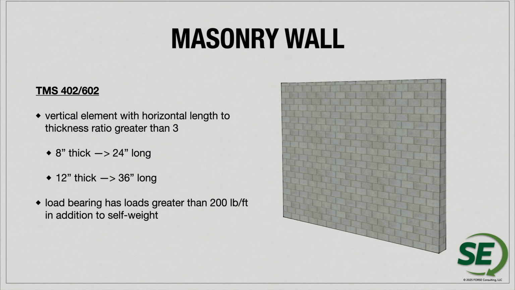So looking at a definition of elements, looking at what is a masonry wall within the TMS code, the wall is going to be defined as something that's 3 times longer than it is thick. So an 8-inch thick masonry element would need to be 24 inches long to use the wall provisions of the code. 12 inches thick would need to be 36 inches long. There are also going to be references to load-bearing walls within the code, and a load-bearing wall is anything that has greater than 200 pounds per foot of weight, in addition to the self-weight, loaded onto the wall.